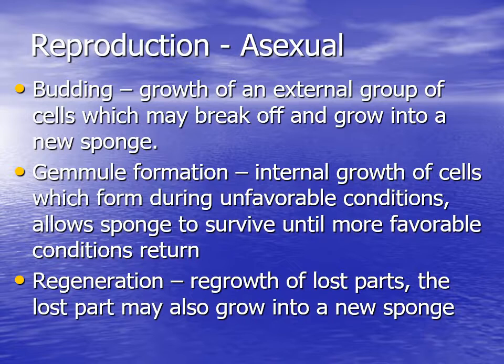And another way that they asexually reproduce is through regeneration. When a part of them is broken off, they can regrow that lost part. And sometimes the part that broke off can grow into a whole new sponge, and then that loops us right back to budding. That's where part of it breaks off and grows into a new sponge.